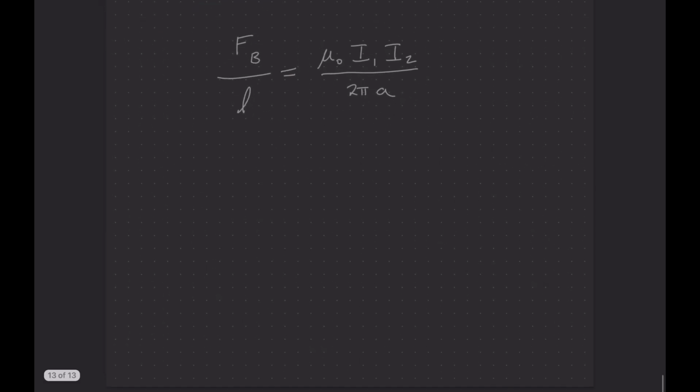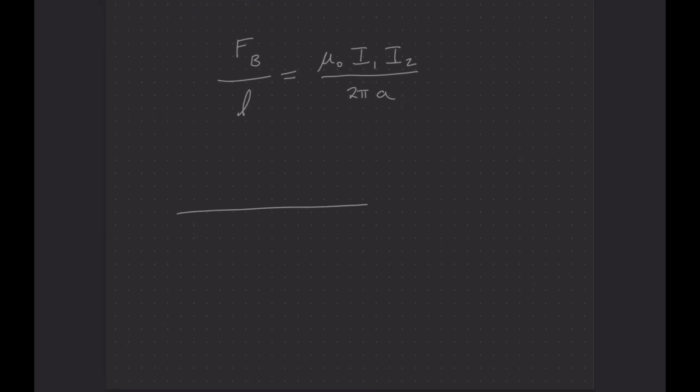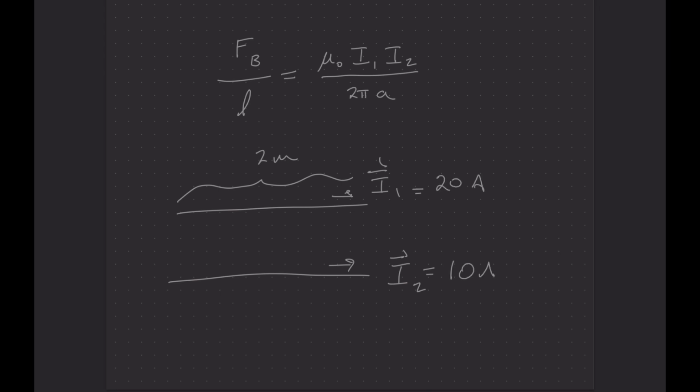Awesome. So a problem you can think about with this is, let's say we have this wire, its length is 2 meters, and its current is current 1. We have another wire here, its current is current 2. Both currents are going in the same direction. This current is 20 amps, and this current is 10 amps, right? They're going to create magnetic fields both going in the same direction.